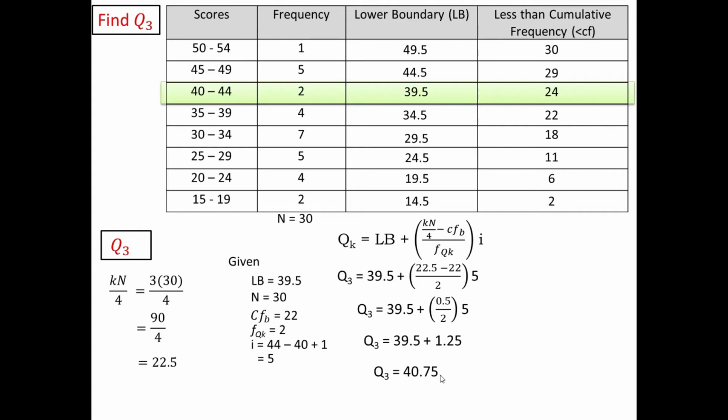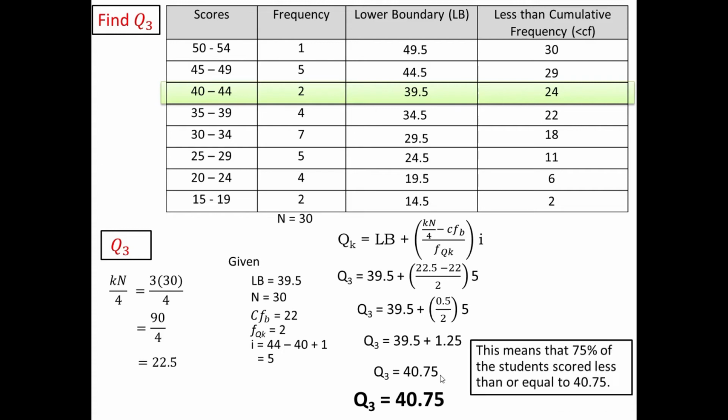And 40.75 is our final answer. The third quartile is 40.75. Interpretation: this means that 75% of the students scored less than or equal to 40.75. Ang ginawa natin in this example is hinanap natin yung quartiles, first, second, and third quartiles for group data.